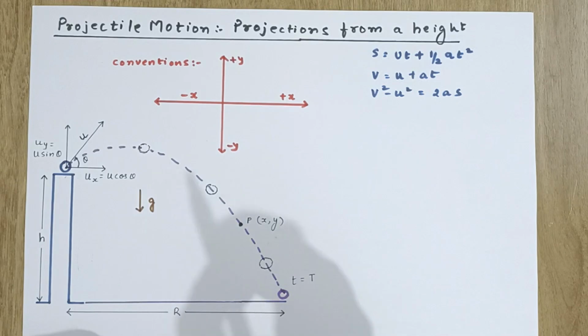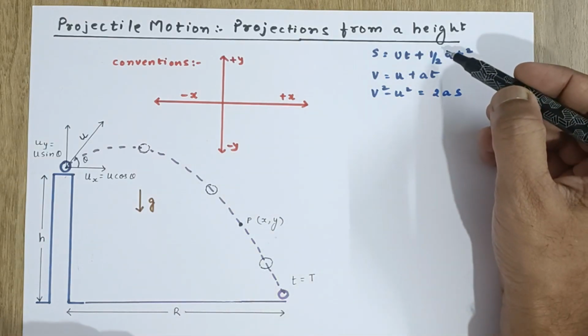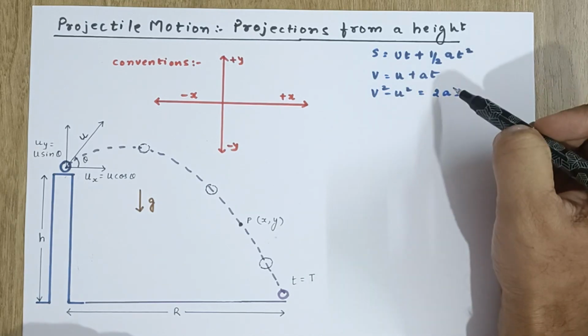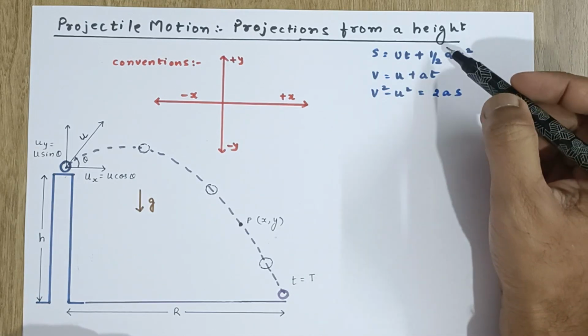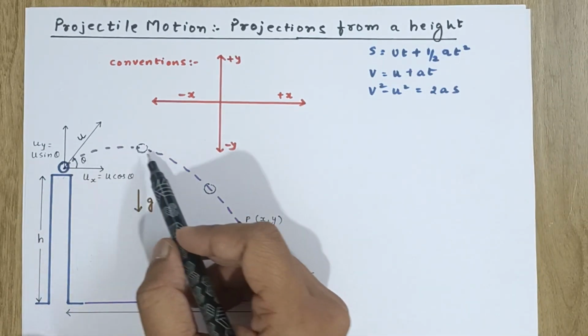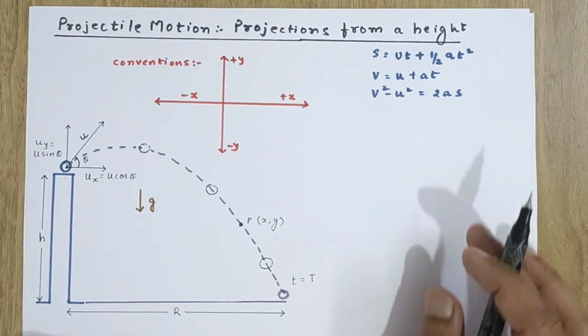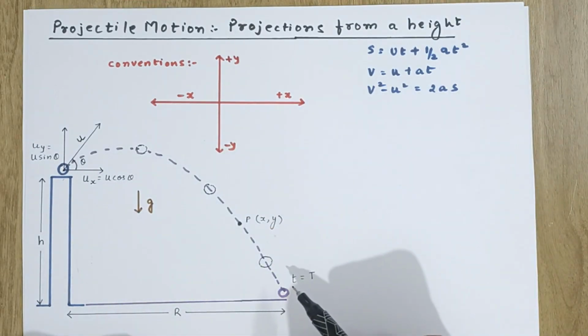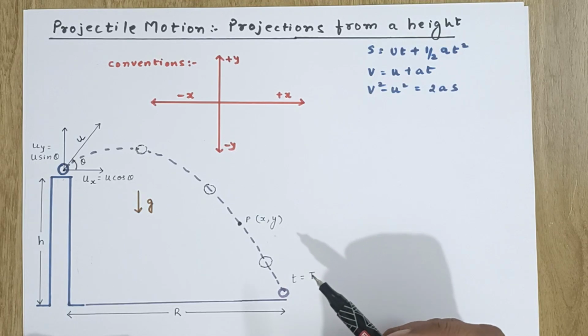All right. Now we have three equations of motion. These three equations of motion have their own constraints. We can only use them for an object moving in a straight line, whereas this ball is actually following a curved path. So technically we can't apply these three equations for this ball. But we have a solution to that, right?